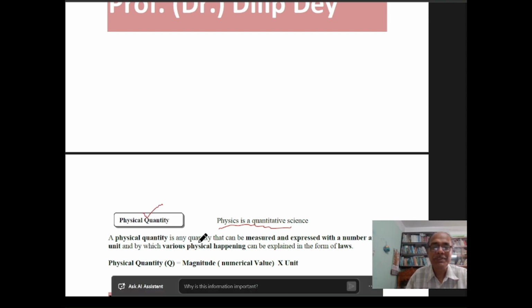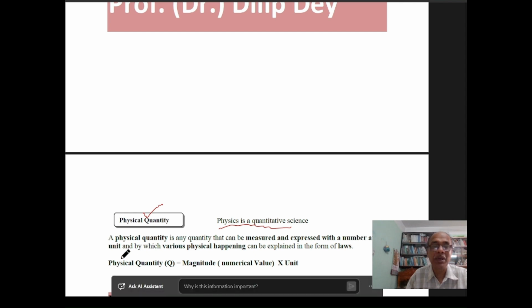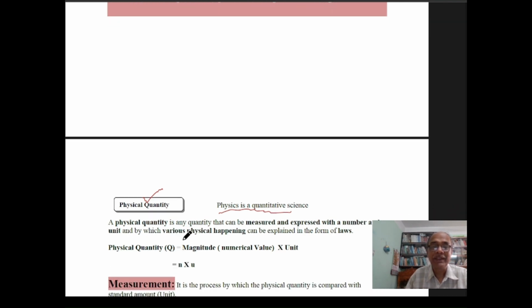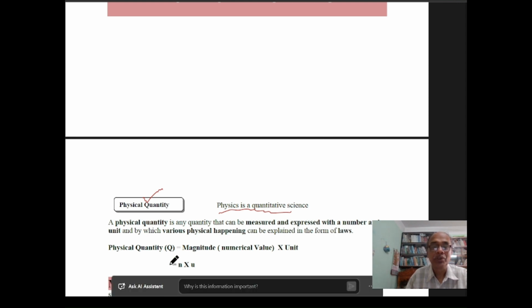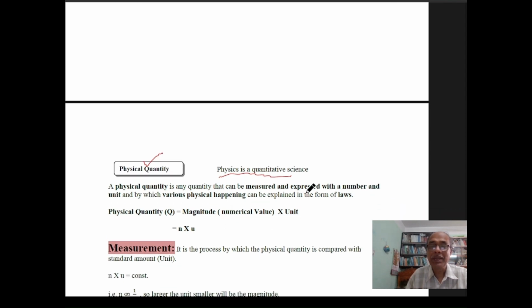One thing is that physics is nothing but a quantitative science, for which we have to gather knowledge of physical quantities. What is a physical quantity? A physical quantity is a quantity that can be measured and expressed with a number and a unit, and also the various physical happenings can be explained in the form of laws. So it can be expressed in terms of number and unit.